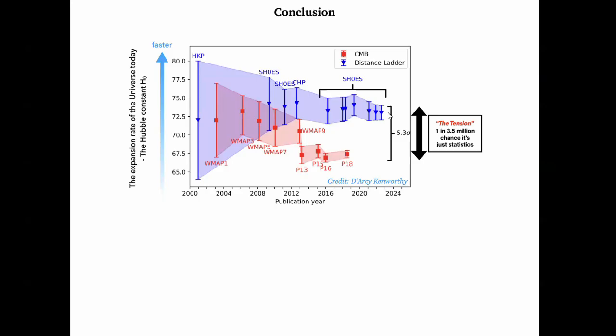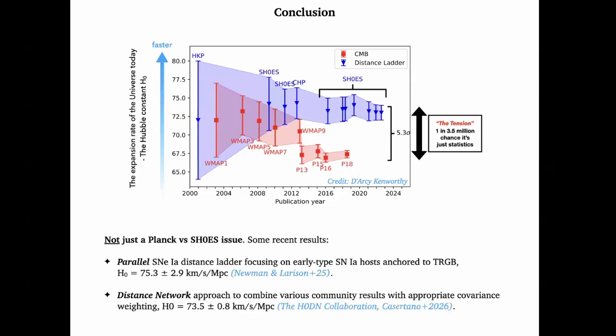But yeah, again, the Planck measurement, the red point, has been confirmed with different experiments and measurements. So it's really not just Planck versus distance ladder. It's also been confirmed with parallel distance ladder, type 2 distance ladder. This paper by Newman, 2025, is using only early type supernovae, for example, supernovae hosts.